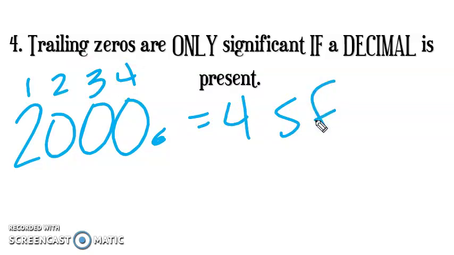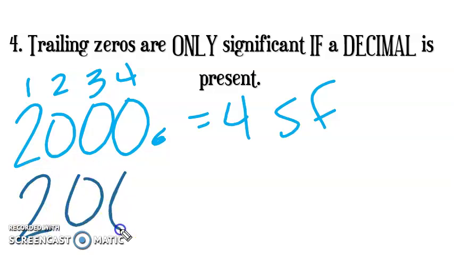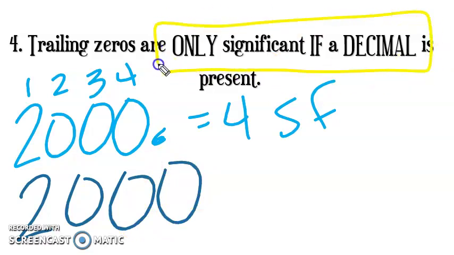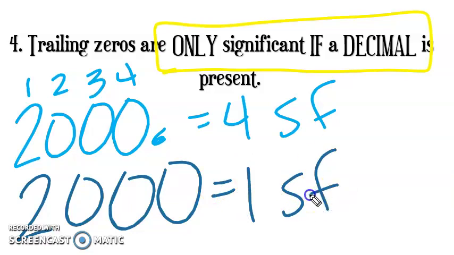Now the slightly confusing part of that is, let's say if we had 2,000 without a decimal. Remember, this says it's only significant if there's a decimal. So if there is no decimal here, then these zeros that are trailing will not be significant. So in this bottom number 2,000, there is actually only 1 sig fig.